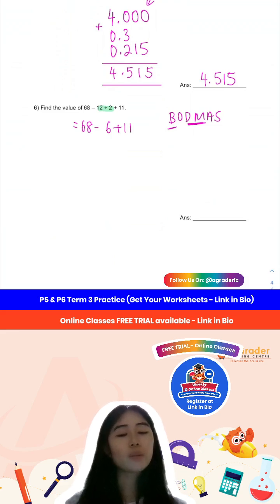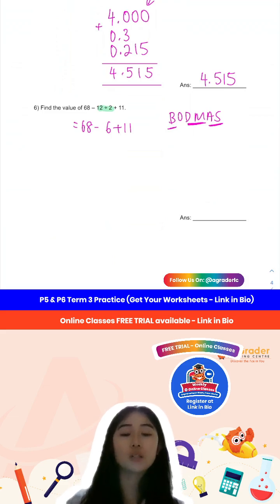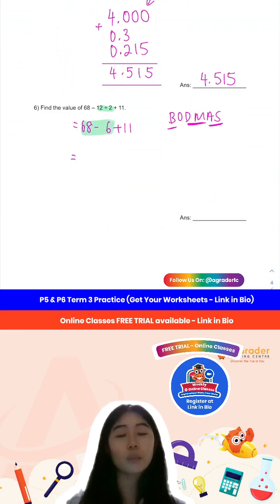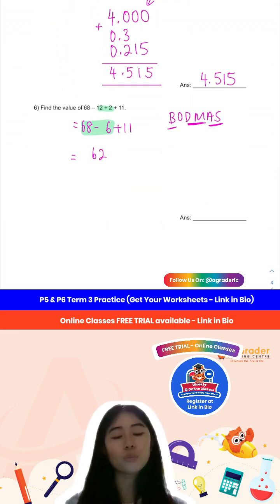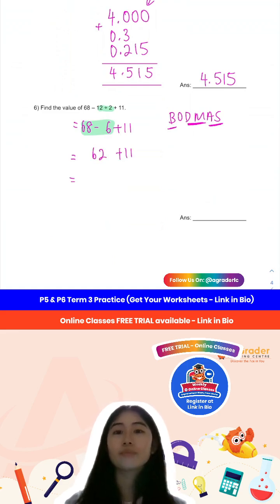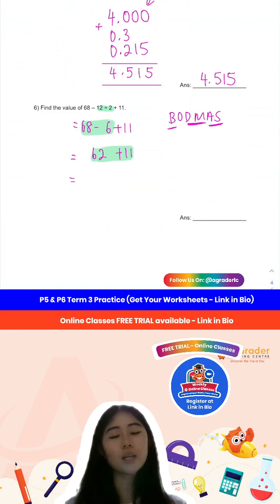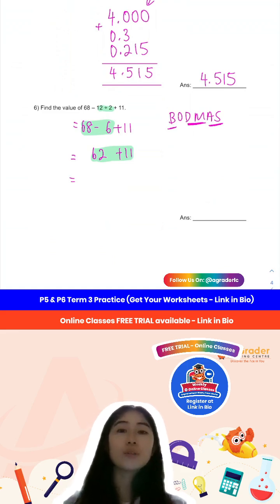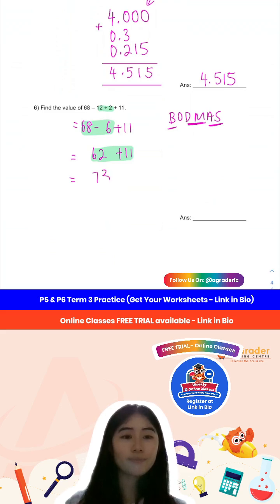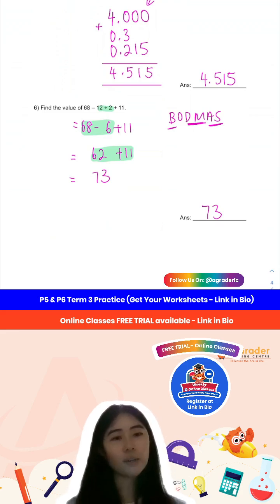So you don't have any multiplication. That means that you can move on to A and S, which is addition and subtraction. You should do whichever comes first. So in this case, the subtraction comes first. You are going to do 68 minus 6, which is 62. And then finally, you are left with the last one, which is addition. So that will just be 62 plus 11, which is 73. Yeah, so everybody who sent in your answer, very good, is correct.